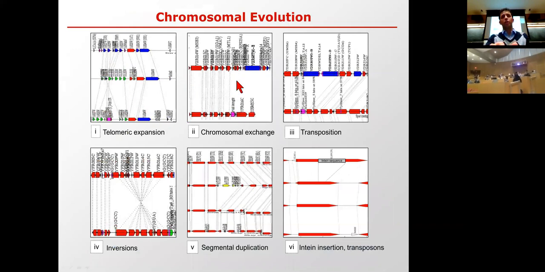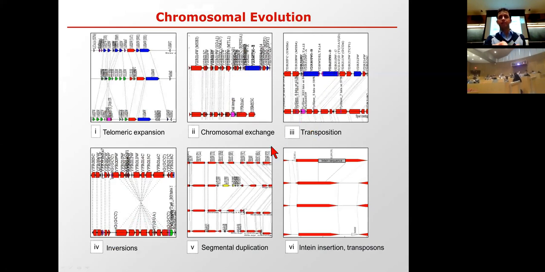There are other examples that come up with chromosomal exchanges. So you have a nice syntenic region here, and then the continuation goes into different chromosomes. You have transposition events that show repetitive elements inserting in the middle of other genes. You have inversions that are clearly visible by having genes that are switching orders.